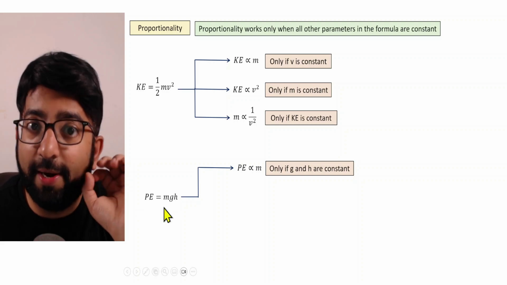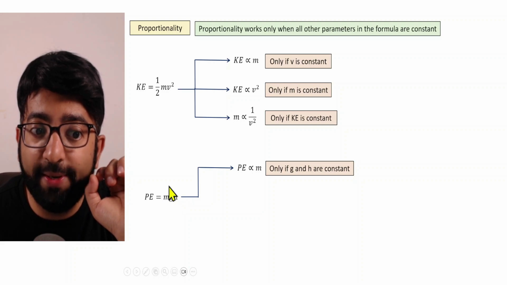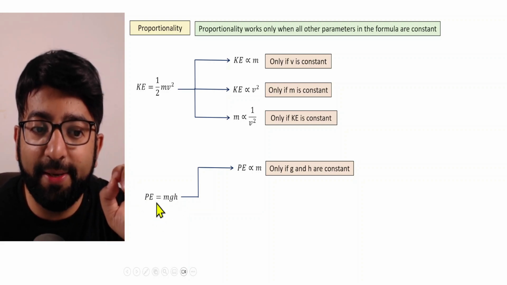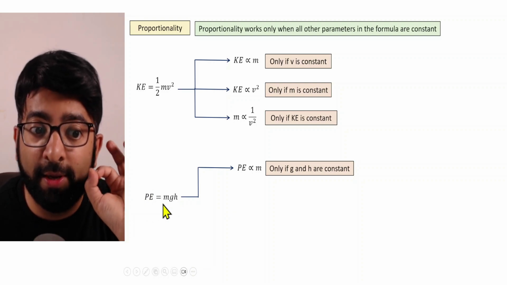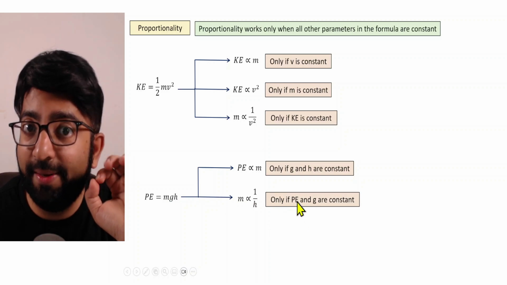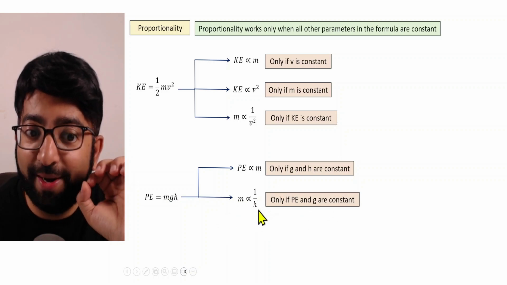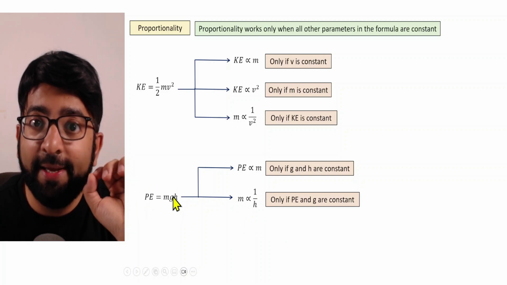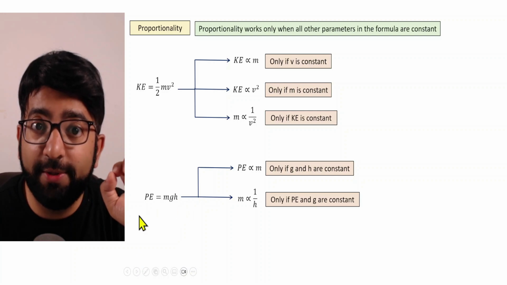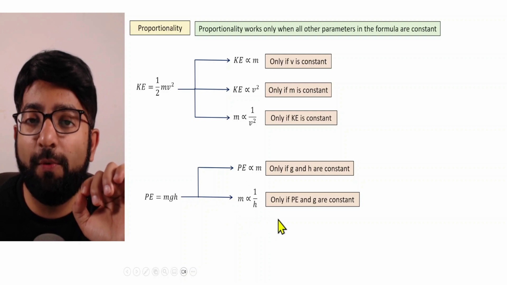Next, if I try to connect the mass and the height, is there a proportional relation between m and h? There will be if all the other parameters like PE and g are constant. So mass and h will be inversely proportional if PE and g are constant. And why are we doing inverse proportionality? Because if you look at this expression, if we take h on the left hand side of the equation, the h will come in the denominator by cross multiplication. That is why we have inverse proportionality.